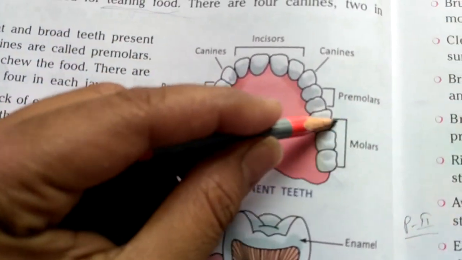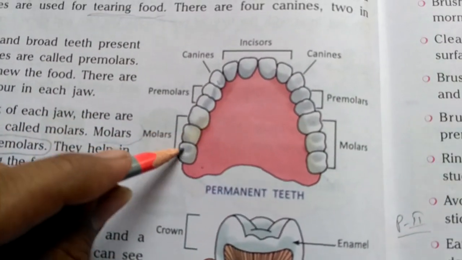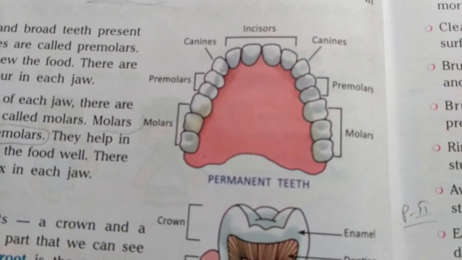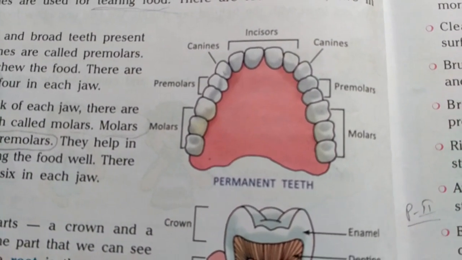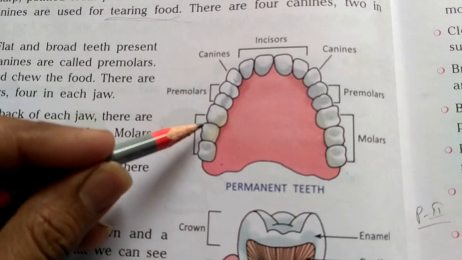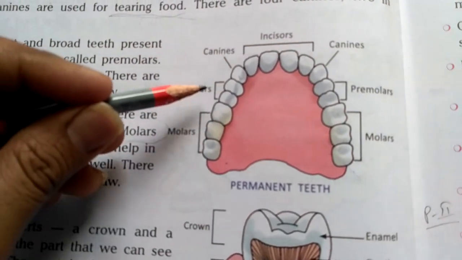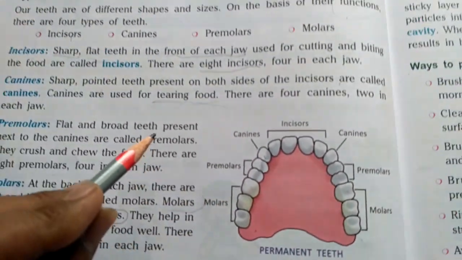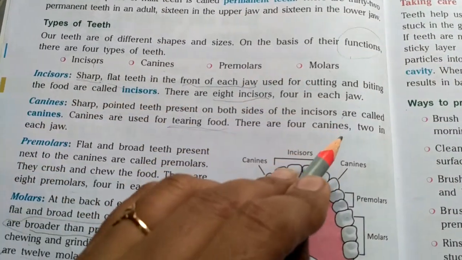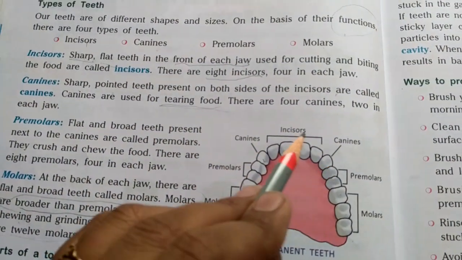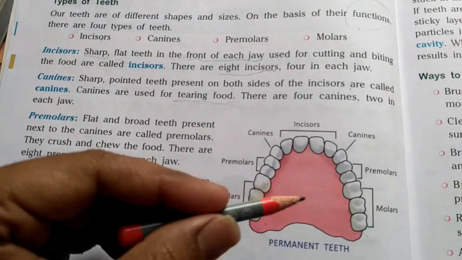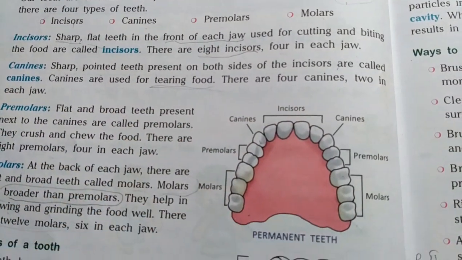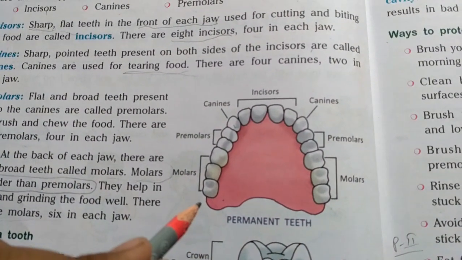1, 2, 3, 1, 2, 3. Total 6 in the upper jaw, and in a similar fashion, 6 molars are situated in the lower jaw also. These molars are present next to the premolars. So this is the complete arrangement of these 4 types of teeth in our mouth, in proper sequence, located the same way in the upper and lower jaw.